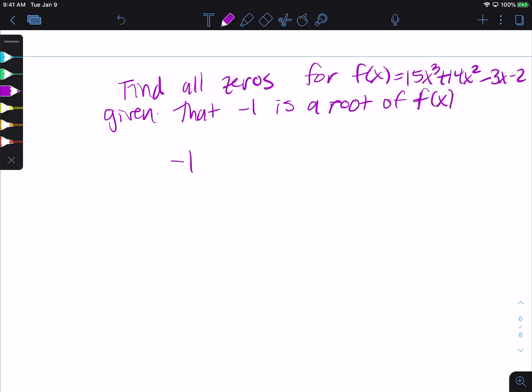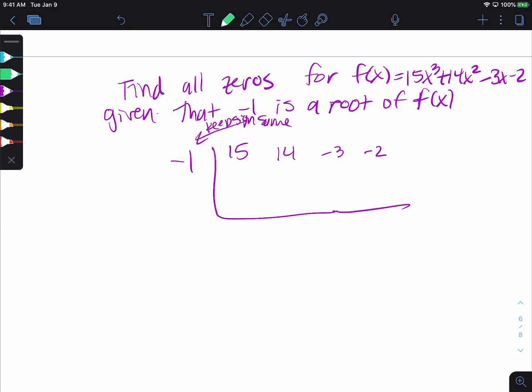So it's not written as a factor, so I keep the sign the same. So negative 1, and then I look at my polynomial. We've got cubed, squared, 1, none, so I'm not skipping any powers, so I just write it as is with the coefficients, so 15, 14, negative 3, and negative 2. Right? So I bring down the 15. So we're going to do negative 1 times 15 gives us negative 15. Then I'm adding straight down, so 14 plus negative 15 gives us negative 1.